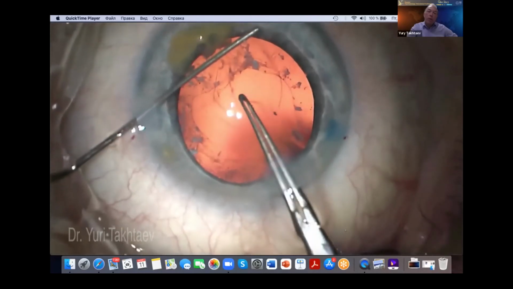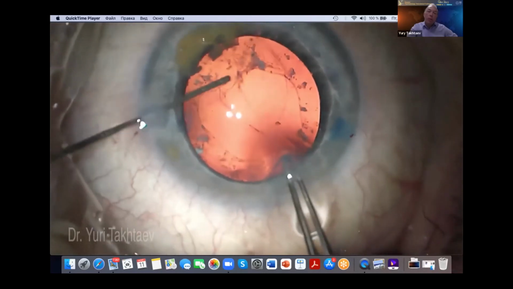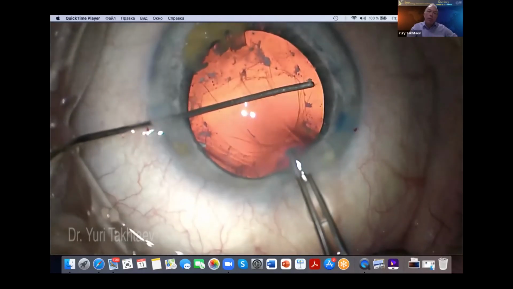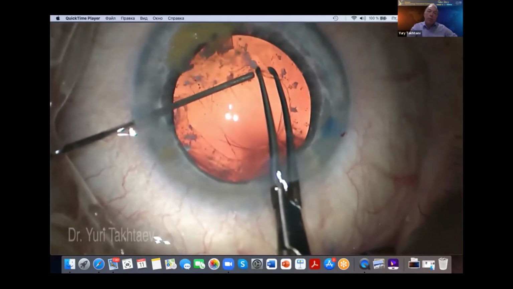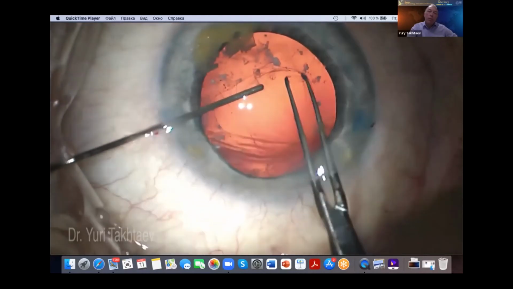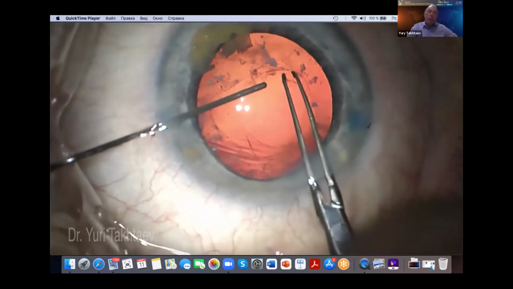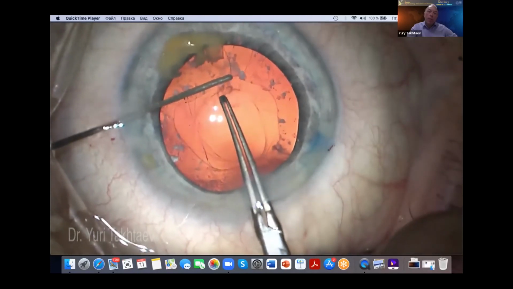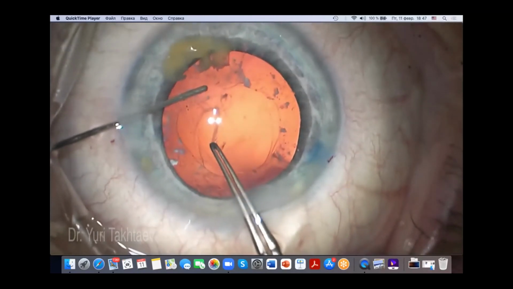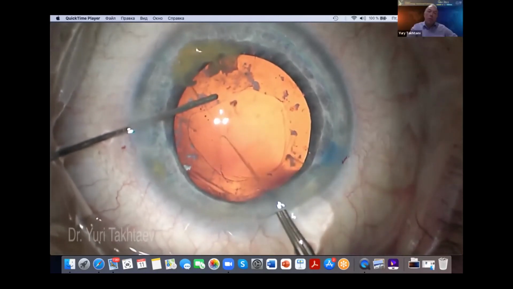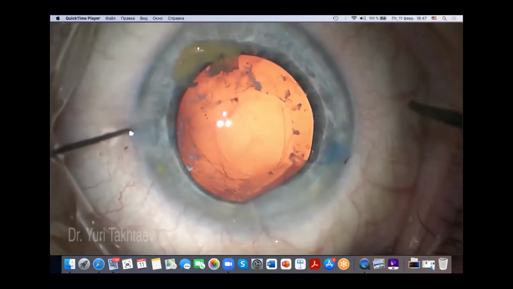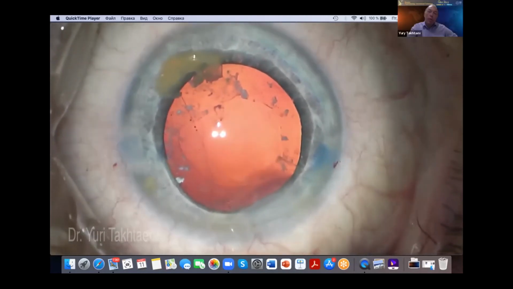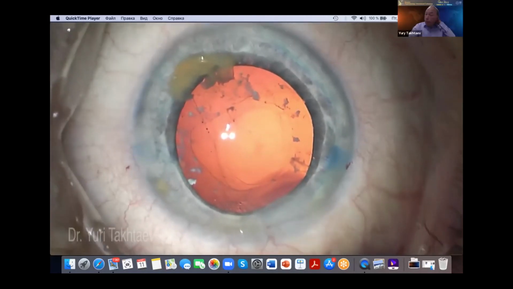Just enlarge a little bit, and from the other side, in the same manner, I fix the vitreous and round the capsule the same way. Okay, now we have an elastic posterior capsule opening, and we can start the vitrectomy.